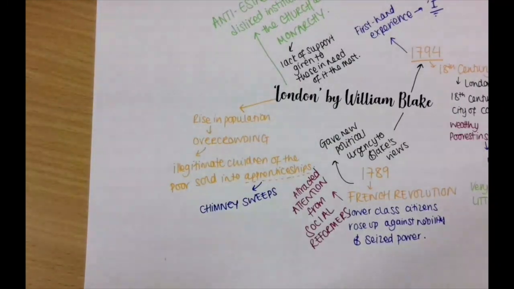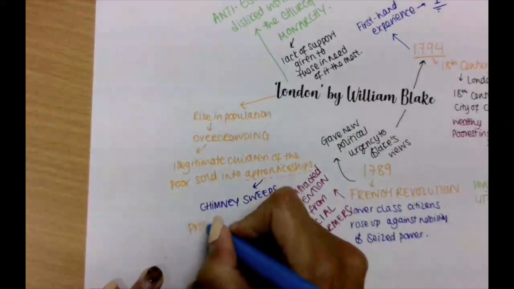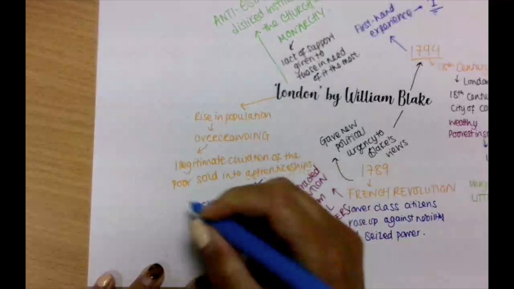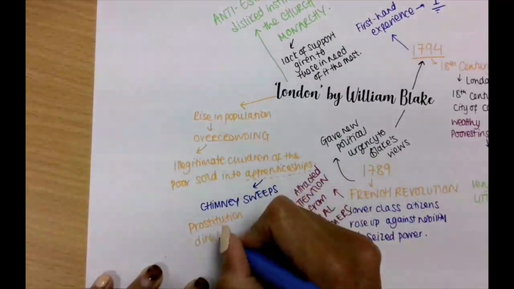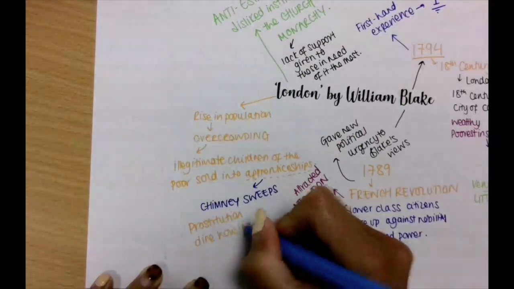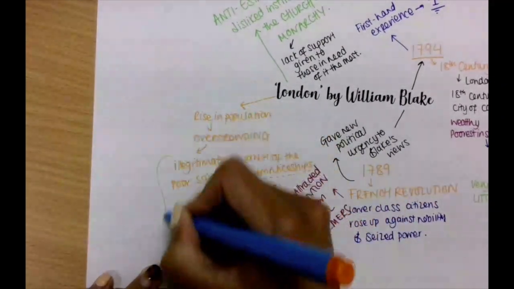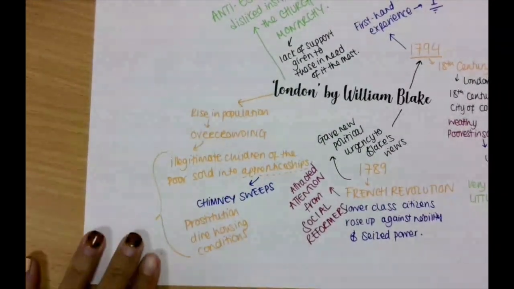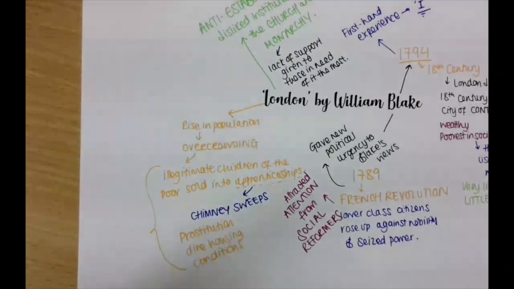We also had the issue of prostitution. And then you've got the added issue with the dire housing conditions. These were all persistent problems within the city. They are all the things that Blake was most affronted by and could see and wanted to actively campaign about. So he used his voice within his poem to get these ideas across.